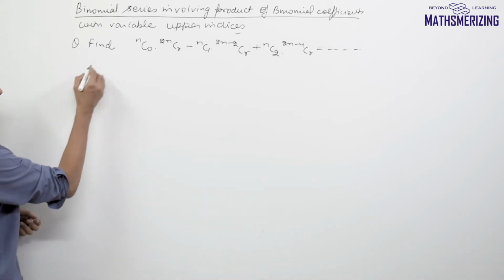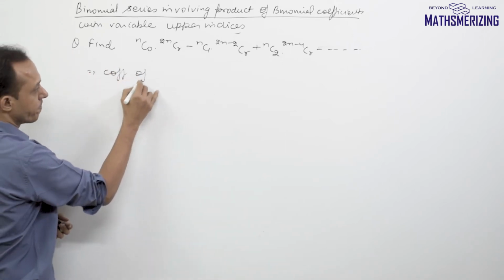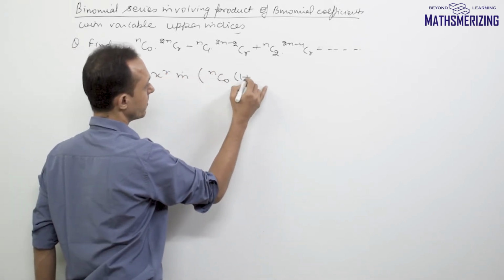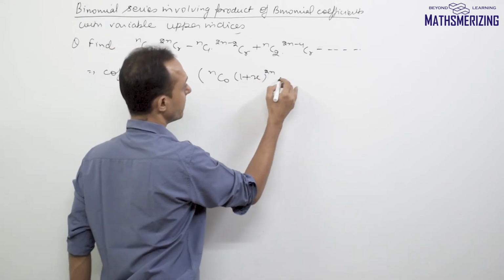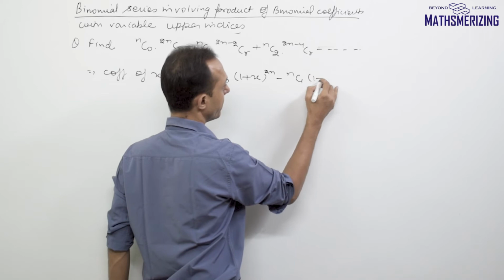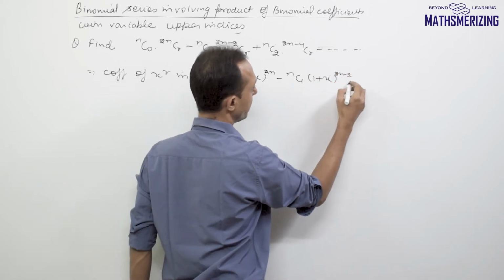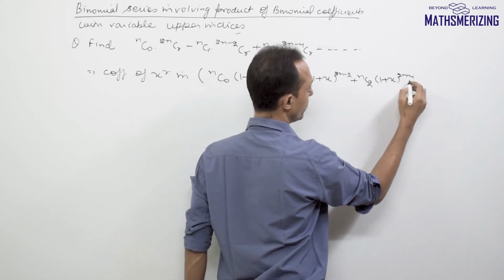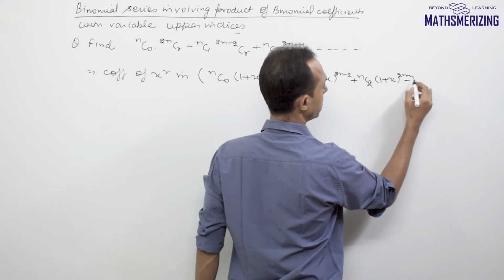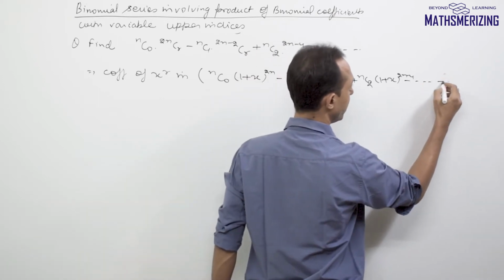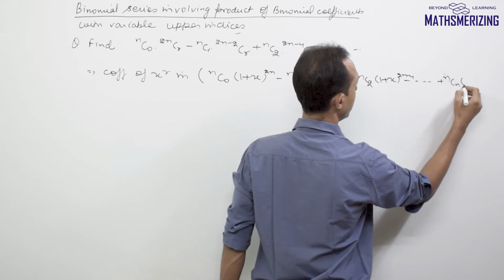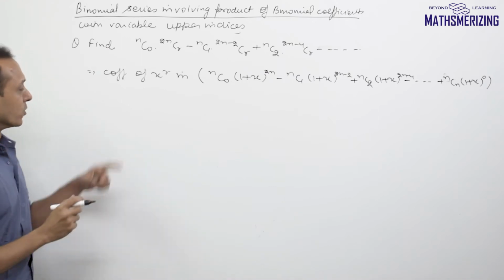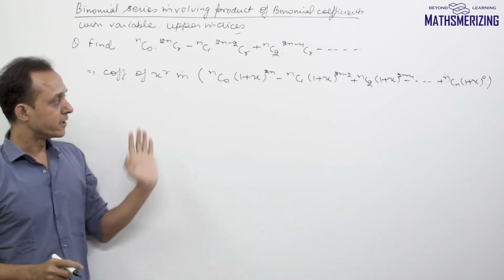So eventually, this series is actually the coefficient of x to the power r in the expansion of nC0 (1 plus x) to the power 2n minus nC1 (1 plus x) to the power 2n minus 2, nC2 (1 plus x) to the power 2n minus 4, and this series will continue, and finally it will be nCn into (1 plus x) to the power 0. So from this series I need to find the coefficient of x to the power r.